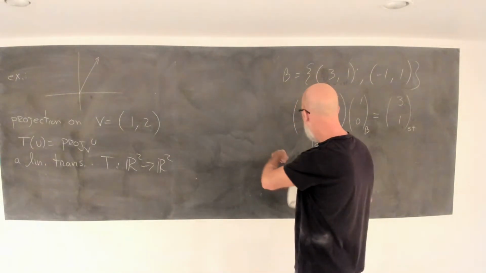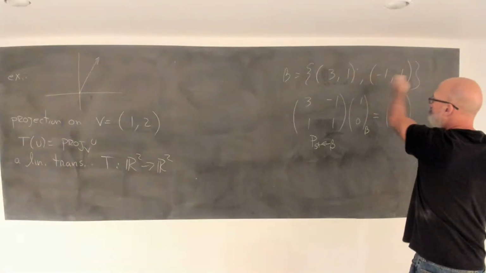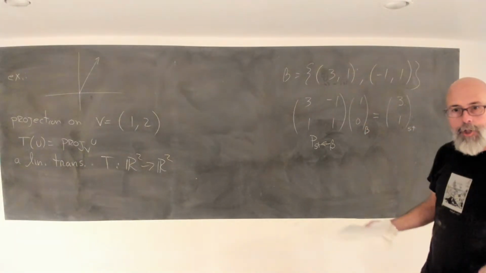Trent, I think I explained it right. Put the basis vectors as columns, and it gives you a change of basis.